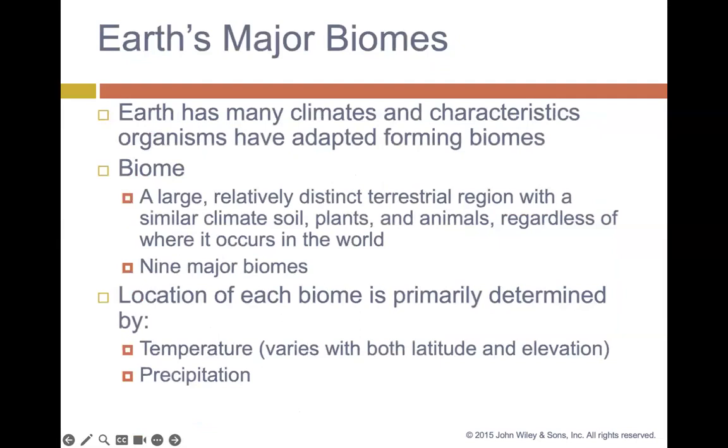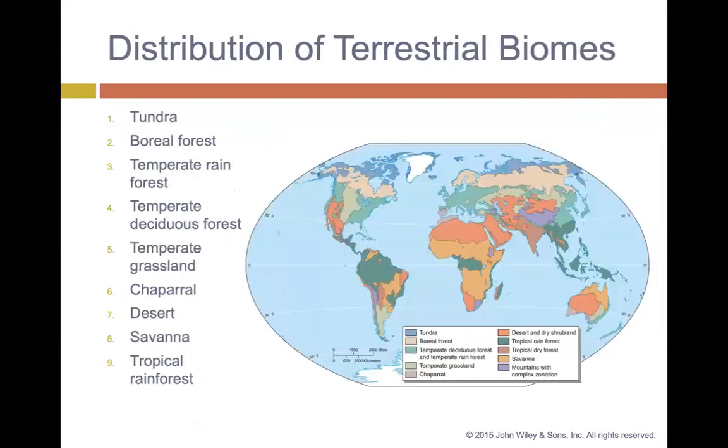Earth has many climates and characteristics that organisms have adapted to, forming biomes. A biome specifically is a large, relatively distinct terrestrial region with a similar climate, soil, plants, and animals, regardless of where it occurs in the world. There are 9 major biomes throughout the Earth, and the location is primarily determined by the temperature, which can vary with both latitude and elevation, as well as precipitation.